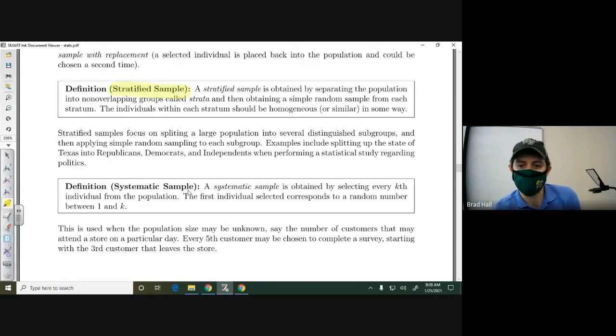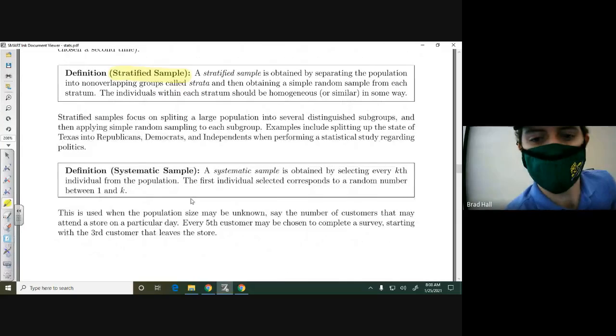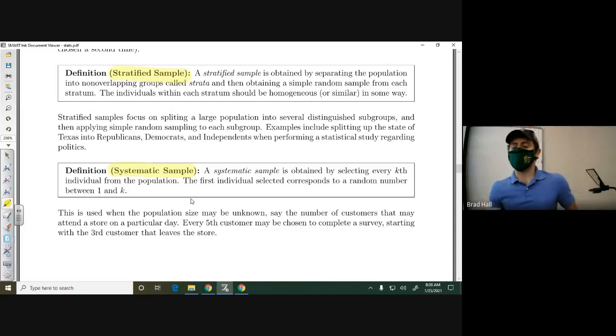There's also systematic sampling. Systematic sampling is best used when you don't know how many people are in your population. So you select a random person, and then every kth person, so every third person or every third object that comes by, you interview them next, and then every third person, on and on and on. I have an example right below. The number of customers that may attend a store, you don't know how many people are going to attend that day. So what you do is you apply systematic sampling.